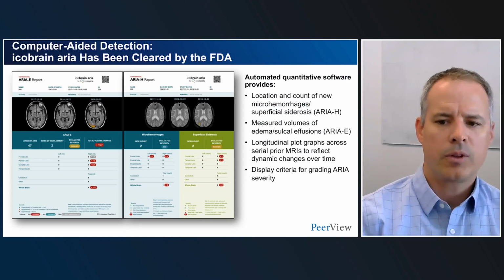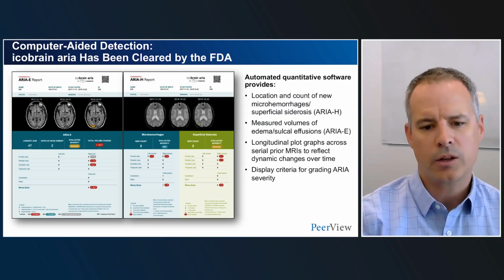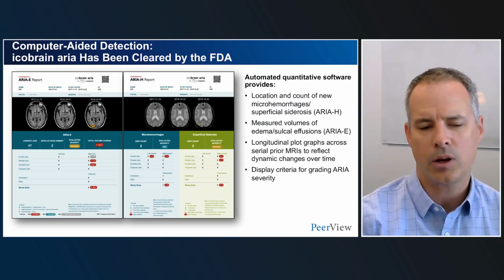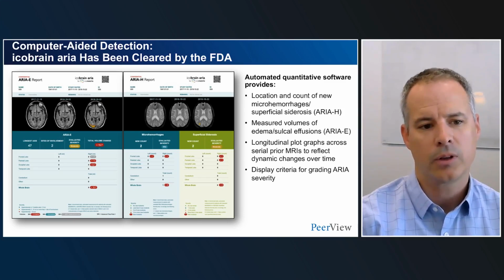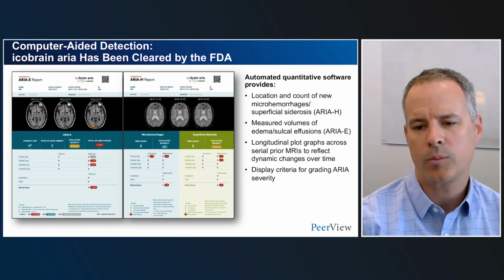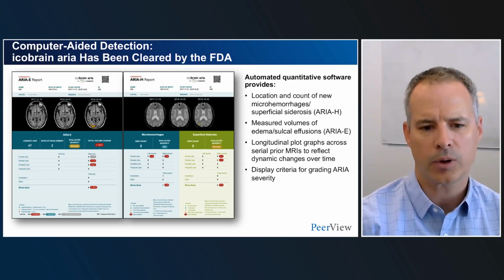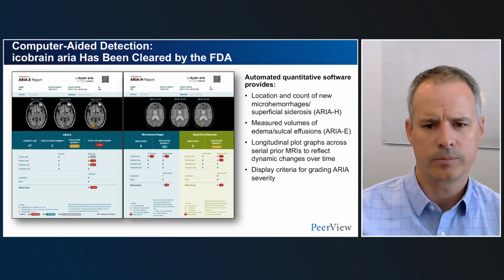And detecting ARIA is challenging, and radiologists need to be trained in this, but there are some tools that are coming along, including this thing called IcoBrain ARIA, which is now FDA cleared, which is an automated software that can detect ARIA and give you ARIA grading information. So this type of software will probably become more prevalent as these drugs are disseminated throughout the community to sort of help take some of the guesswork out of detecting ARIA.